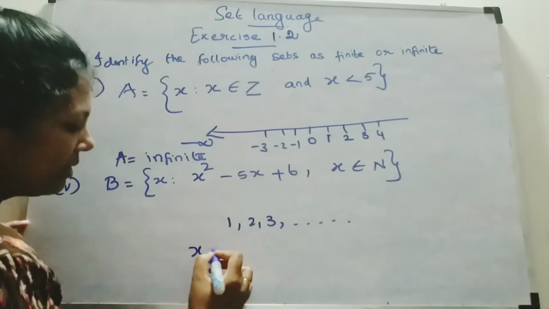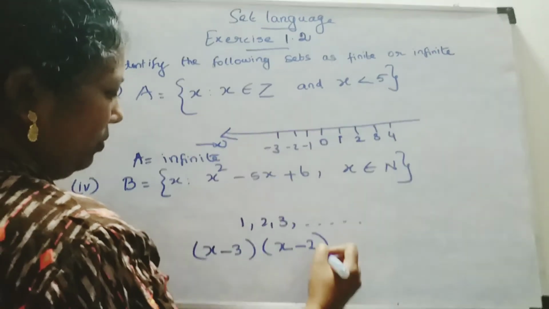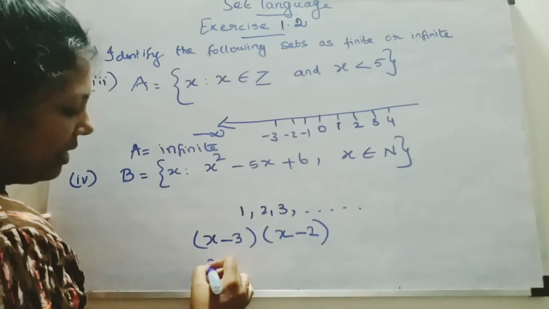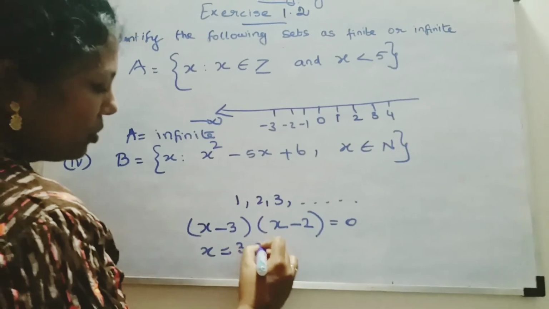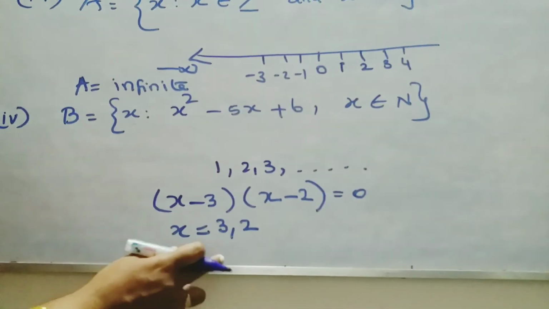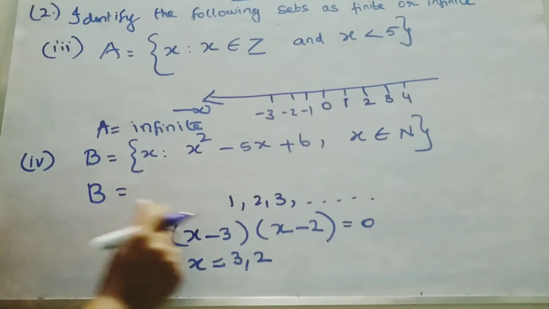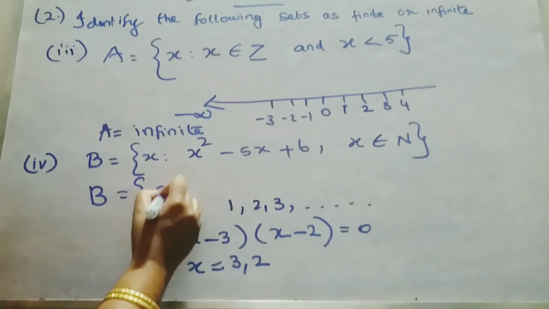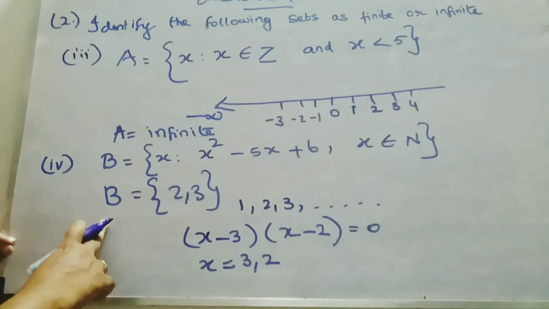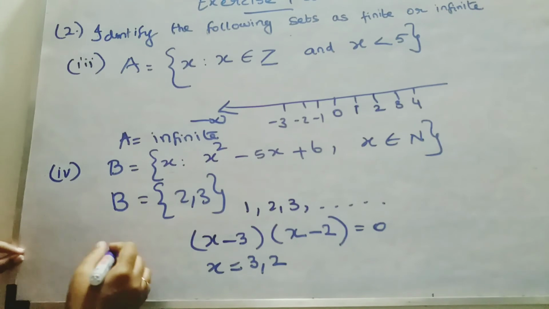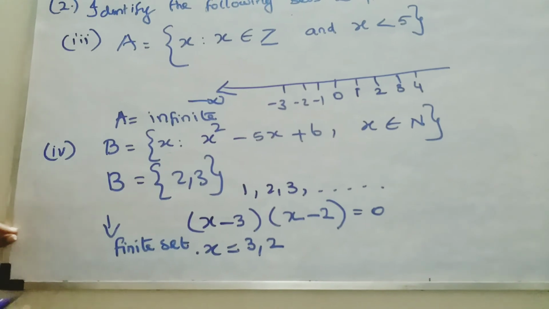If you solve, you'll get X minus 3 into X minus 2 equal to 0. So X is equal to 3 and 2. So you have found the values as 2 comma 3. So B is the set of X elements, that is 2 comma 3. The number of elements present in the set B is countable: 1, 2. So this is a finite set. So B is a finite set, and this is the answer.